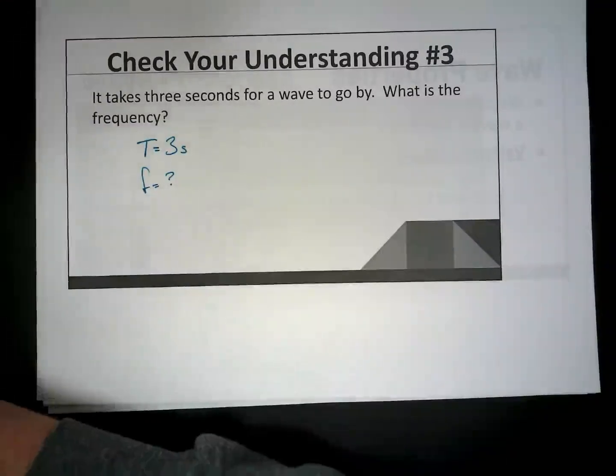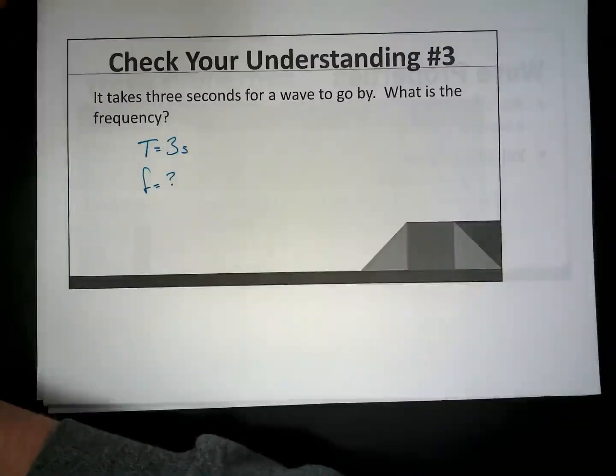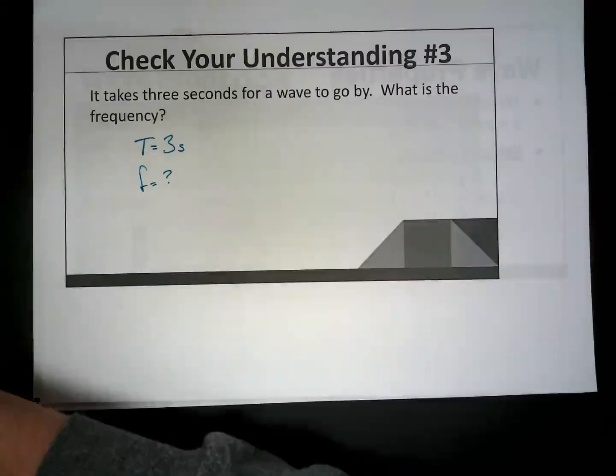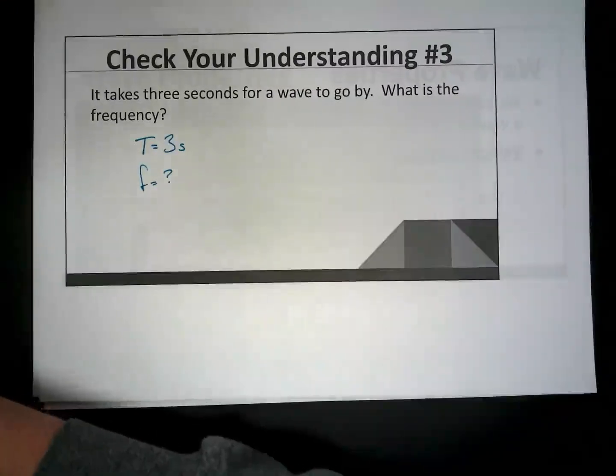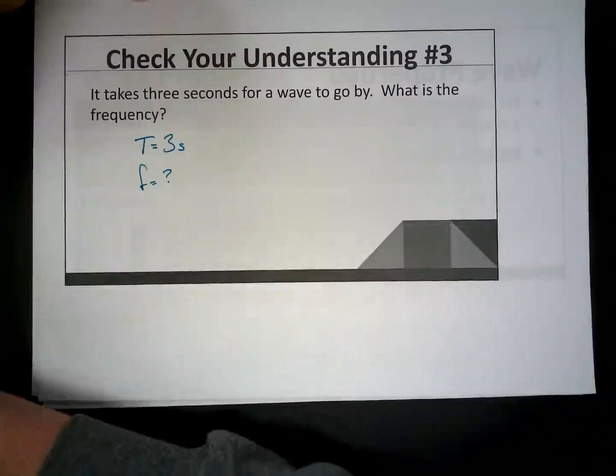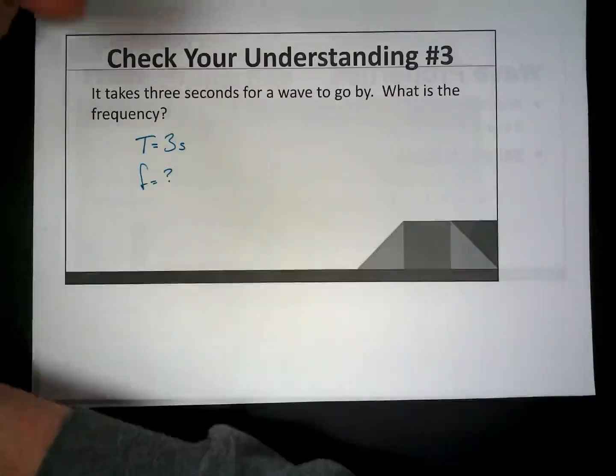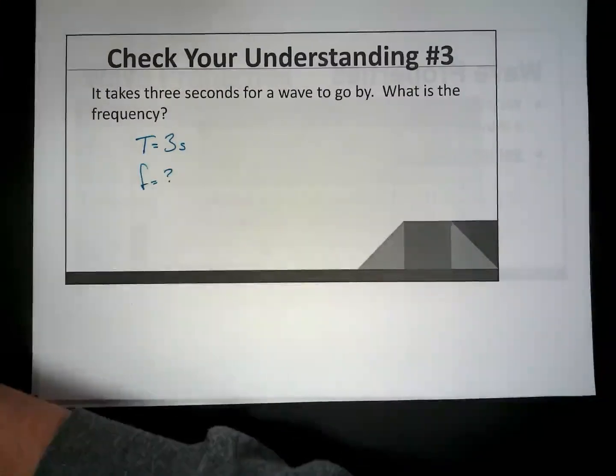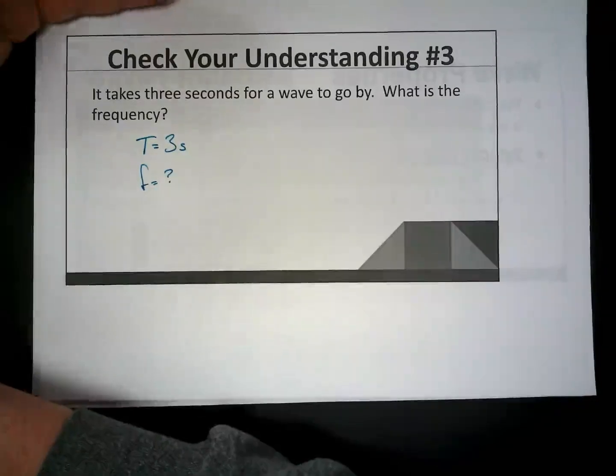So again, period is how long it takes for one thing to happen. Frequency is how many times something happens in a second. So what's really cool about this is that, and hopefully you kind of hear it, period and frequency are pretty closely related.